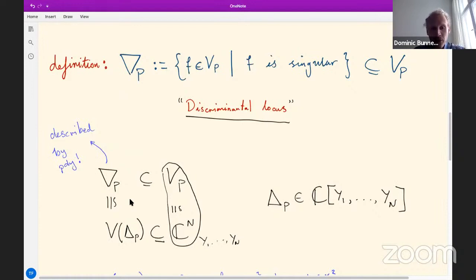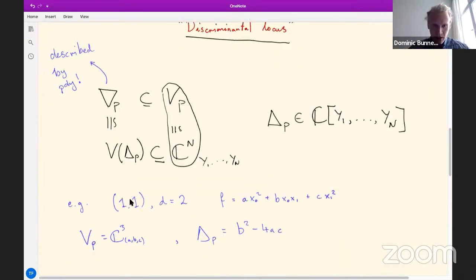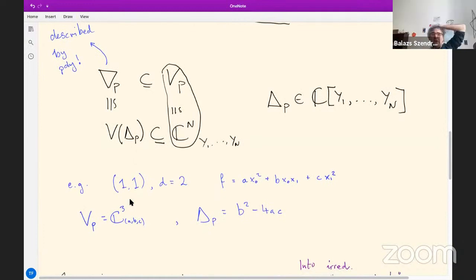As for these more general simplices, the fact that this is described by a polynomial is buried somehow in the work of Gelfand, Kapranov, and Zelevinsky, where you can show that this still is described by one single polynomial. Is this a result just for simplices or for arbitrary polytopes here?